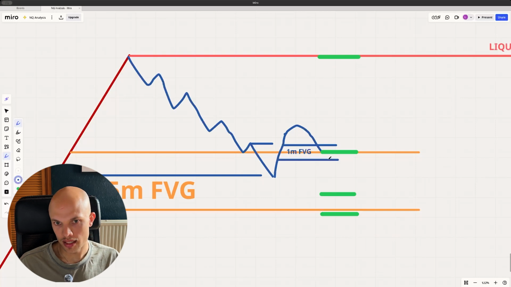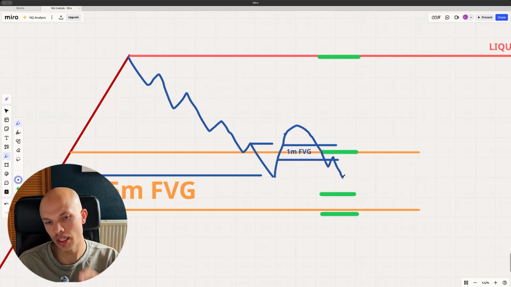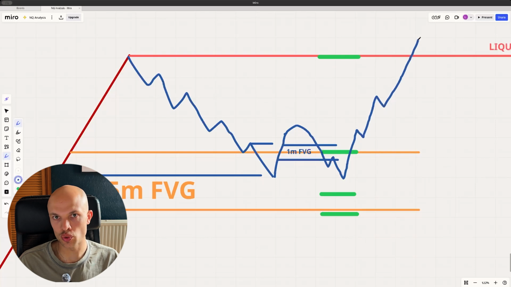Then what we like to see is price might continue down. Price might sweep this level, but it's fine because we never put our stop loss just on the level. Always put it under it to give us some breathing room. Okay, so price will then come up, it'll continue rising and sweep our liquidity.